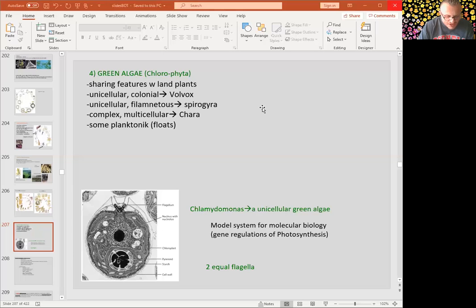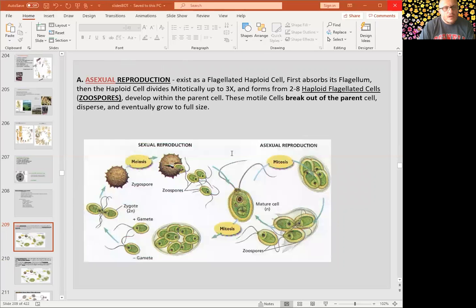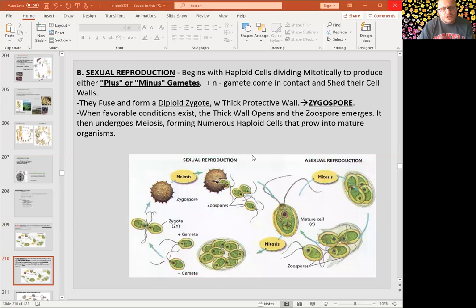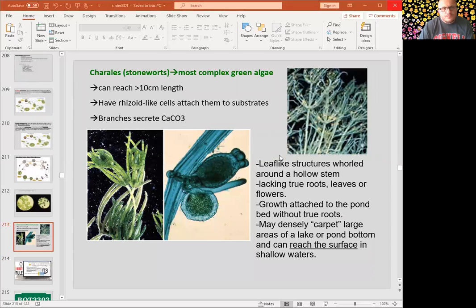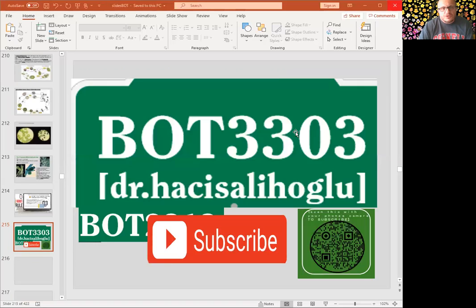Green algae, of course, the most well-known green alga is Chlamydomonas, a unicellular green alga and a model system in biology, and motile, with two flagella. For asexual reproduction, they use zoospores. For sexual reproduction, they have plus and minus gametes, and after fertilization they form zygospores, and then go through meiosis and produce zoospores. And there are much larger green algae like Chara, as you see in this picture.